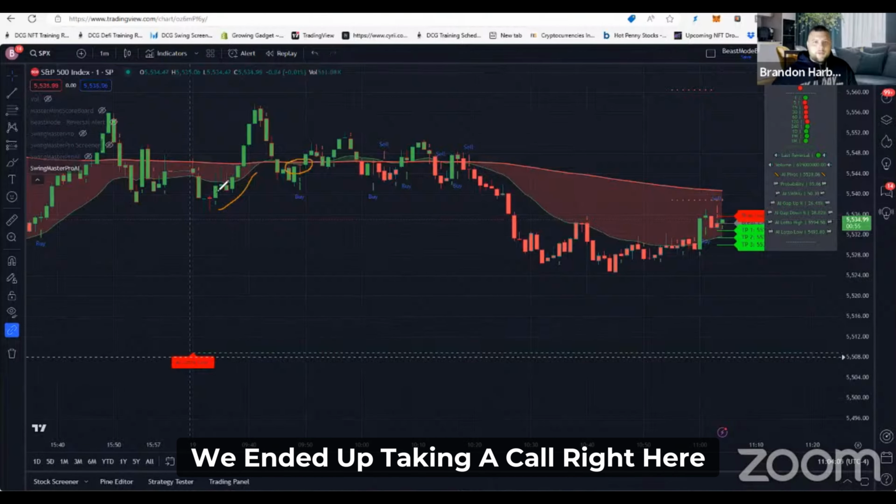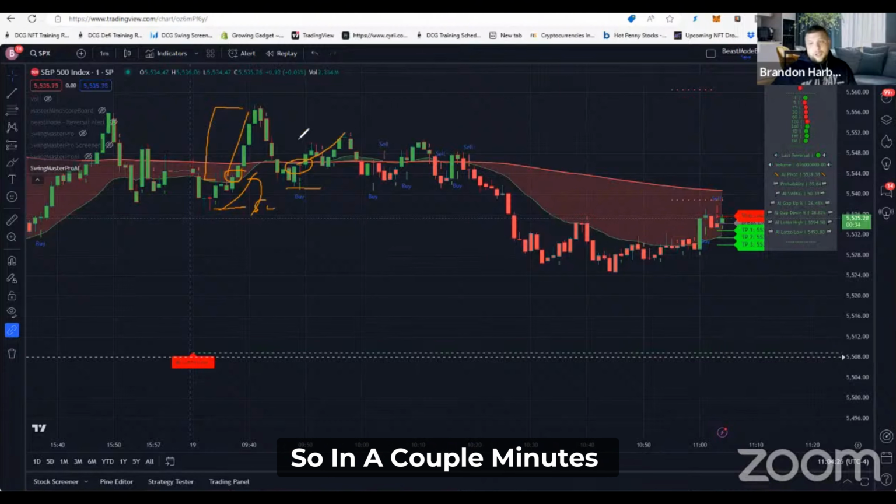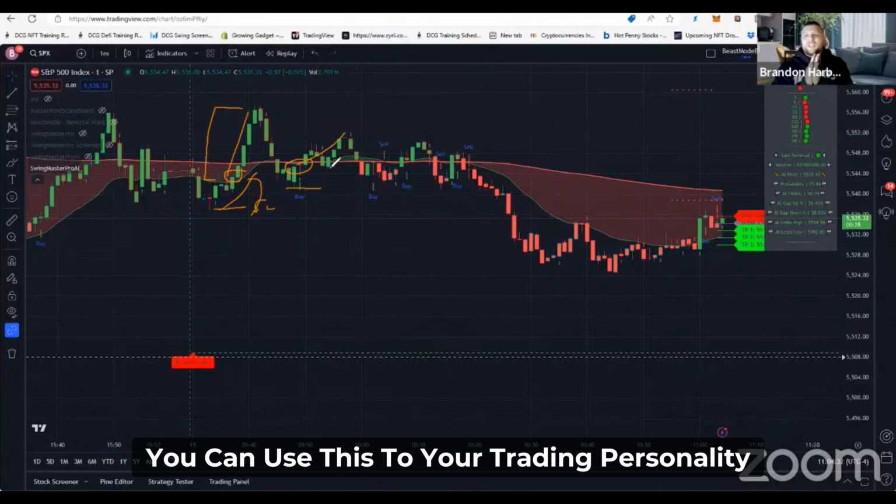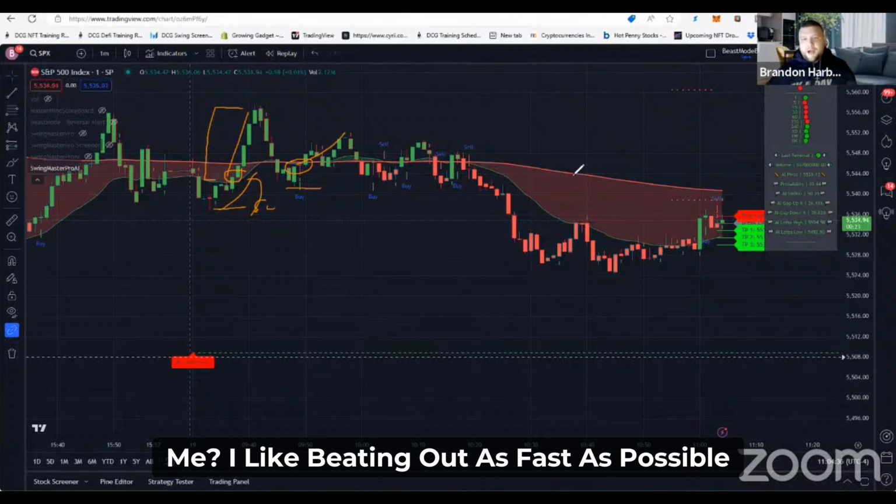Price pushed up. Now remember, this is more of a scalping technique. So in a couple minutes, you get to go risk-free, right? If this is too fast for you, it's all good. You can use this to fit your trading personality. Me, I like to be in and out as fast as possible.